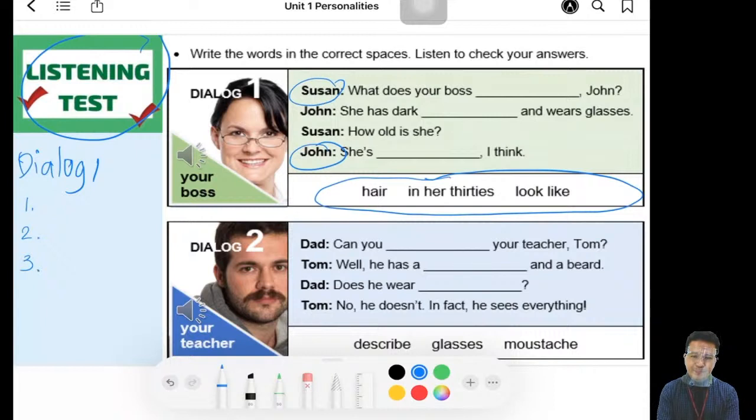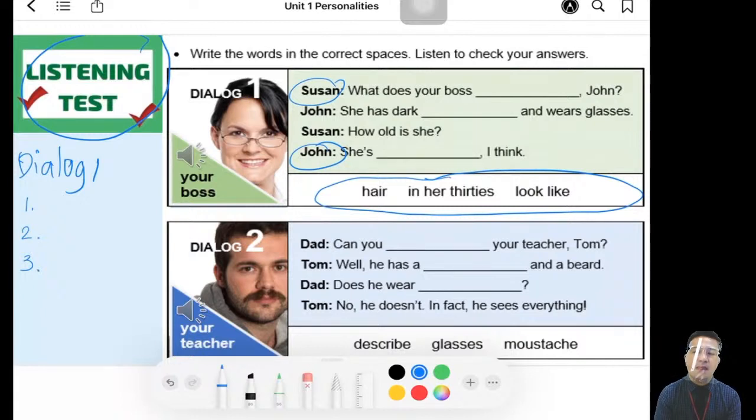Number 2. She has dark hair and wears glasses. How old is she? She is in her 30s, I think.